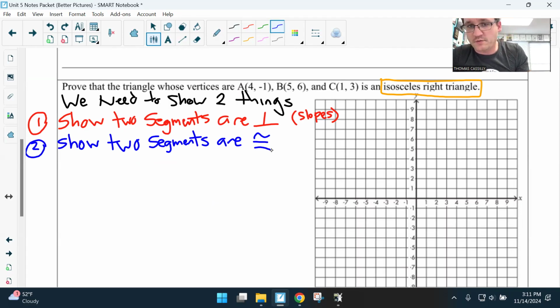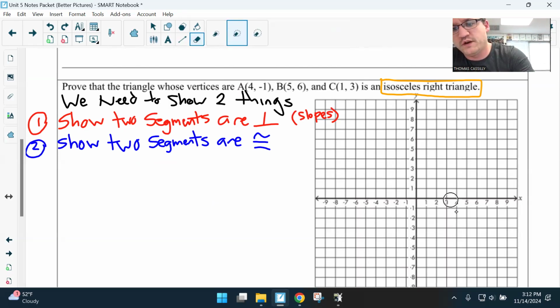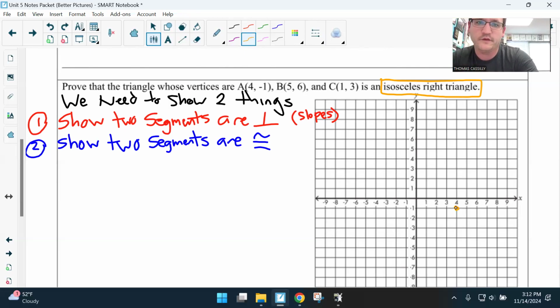First things first, I'm going to plot the points, and I'll tell you why in a moment, because this is going to speed things up a lot. I'm running out of time. I got (4, -1), so 4 to the right, 1 down. If you mess this part up, you might as well not do it, so we have to be so careful. Then (5, 6): 5 to the right, 6 up. And then (1, 3): 1 to the right, 3 up. So this is triangle ABC.